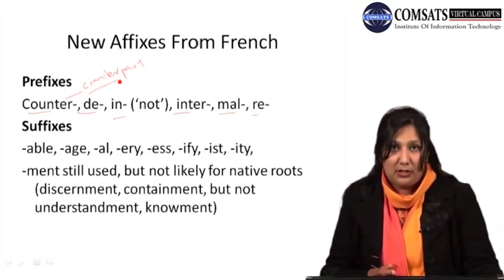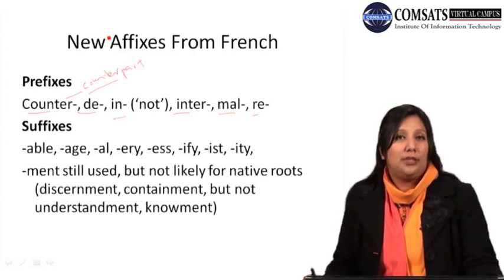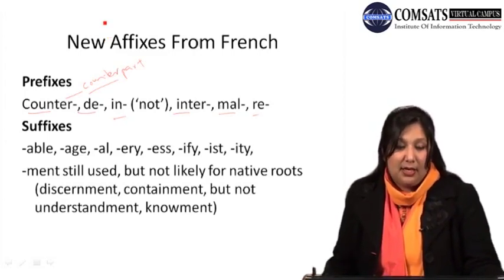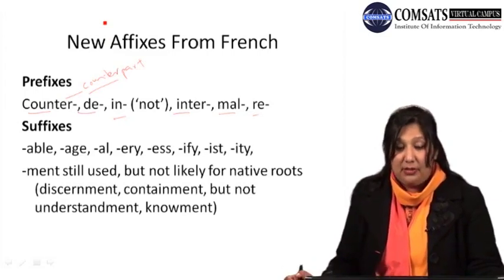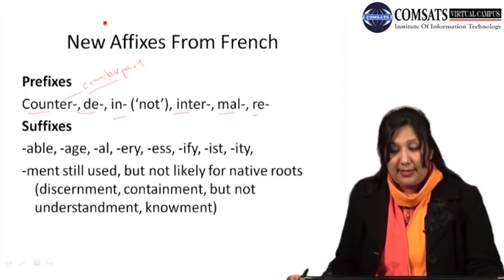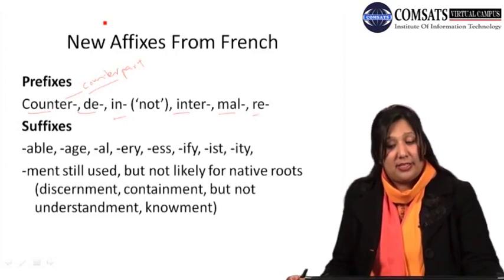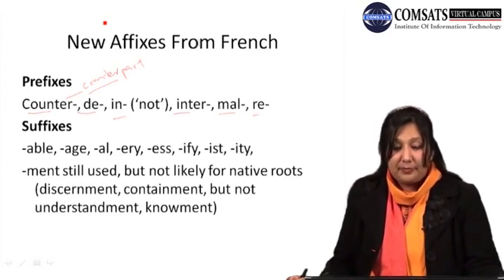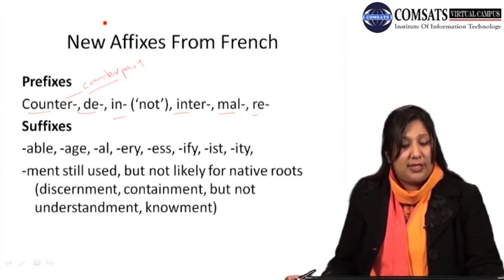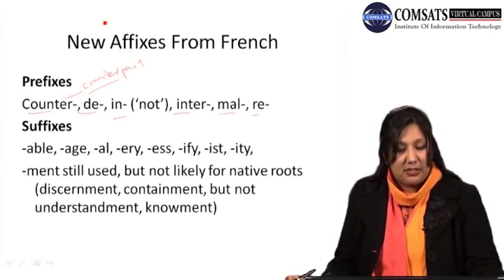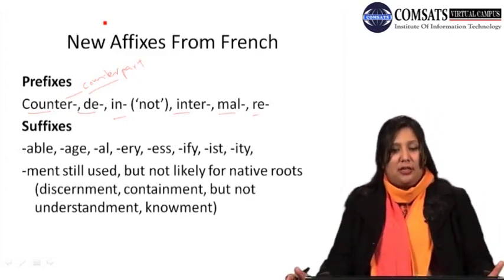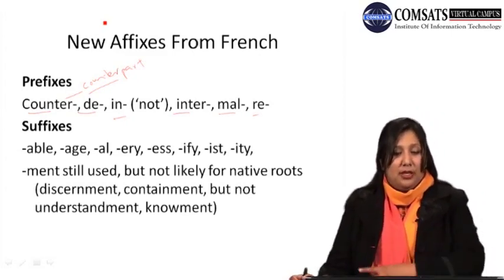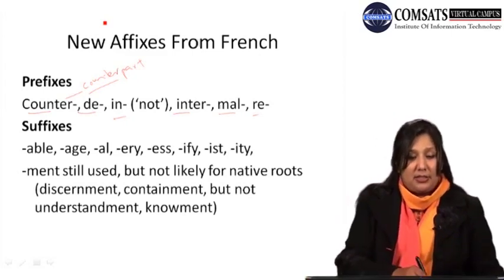Okay, then let's come to suffixes and see how these have changed. Suffixes are related to able. For example, this can be able, ify, ist, and ity. Meant is still used but not likely for native roots. For example, discernment, containment, understandment. These are different words that are used with the suffix meant.